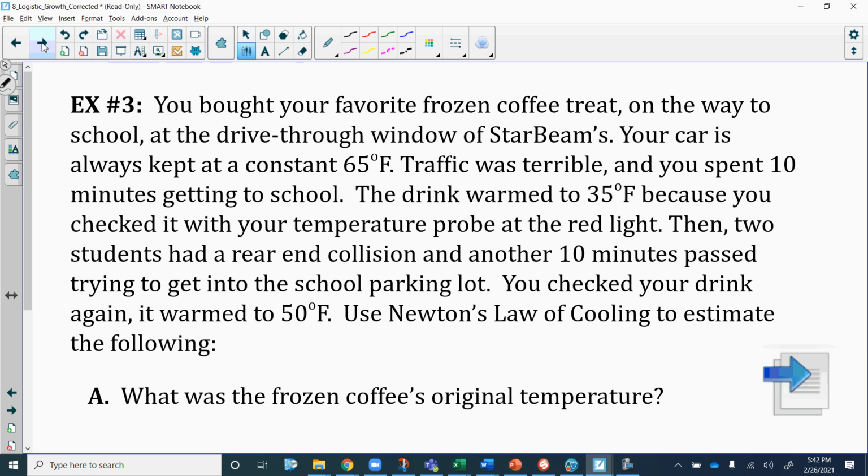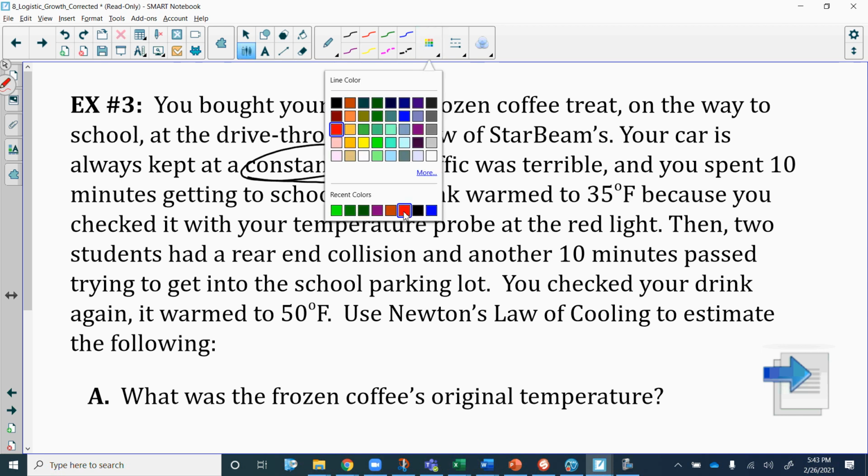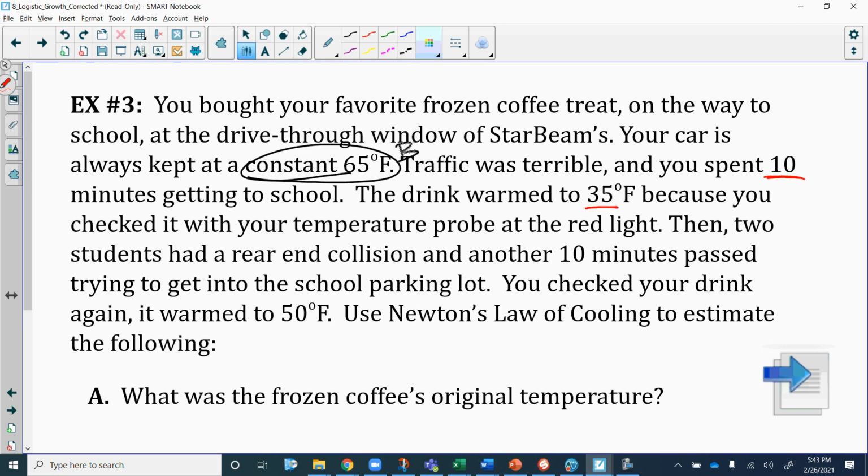You bought your favorite frozen coffee treat on the way to school at the drive-through of Starbeams. And let's avoid a lawsuit here. Your car is always kept at a constant 65 degrees, so that's important information. That constant 65 degrees is going to be that constant temperature, the B value. Traffic was terrible. You spent 10 minutes getting to school. The drink warmed to 35 degrees. So here we have a time value and a temperature value associated with it. So these two things are going to go together: time value and temperature value of 35 degrees.